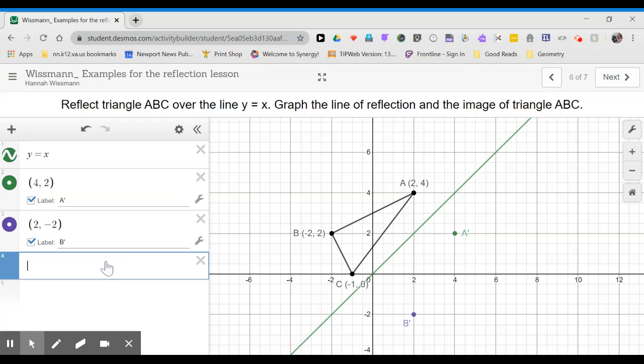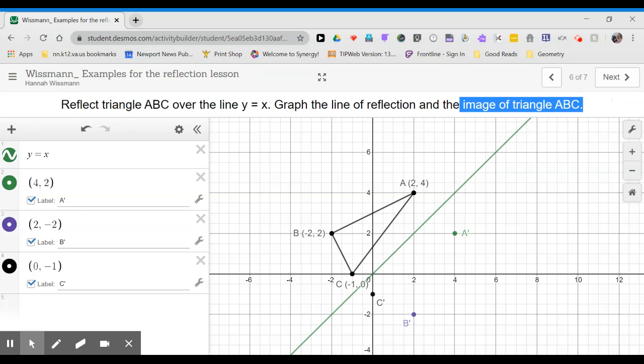And then the last point I'm going to do is C, (-1, 0). And my rule is to switch the x and the y coordinates. So it's going to become (0, -1). And I'm going to label that C prime. So here is my triangle, A prime, B prime, C prime. That's the image of triangle ABC, and I've plotted those points, A prime, B prime, C prime.